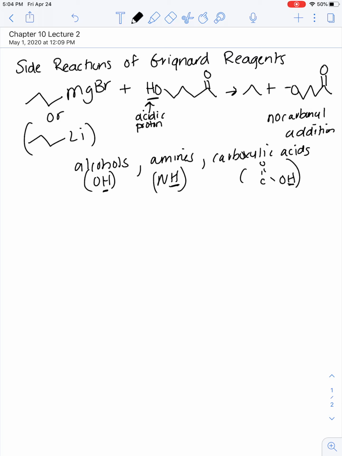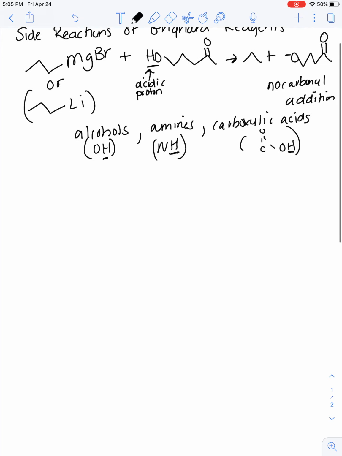So again, when we're using these strong base Grignard reagents or organolithium reagents, they will work well with aldehydes, they will work with ketones, they will work with epoxides. But when we have acidic protons, something like an alcohol, an amine, or carboxylic acid, it generally is just not compatible. So they're not typically used when we have, again, those types of functional groups on a compound.